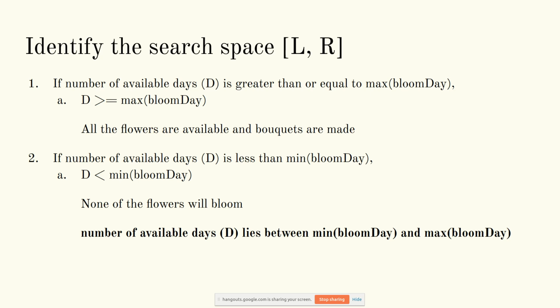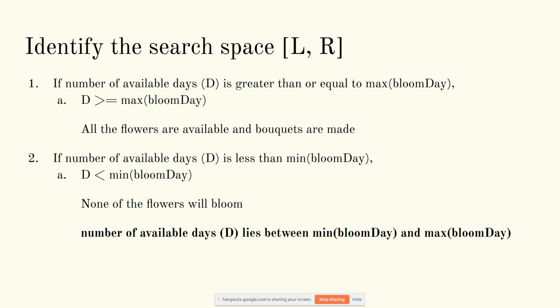So that's an upper bound for us, and the lower bound will be if the number of days available is less than the min of bloom day, we have no flowers at our disposal, because the bloom day of any flower is not met. So we don't have any flowers, and not even a single bouquet can be started.